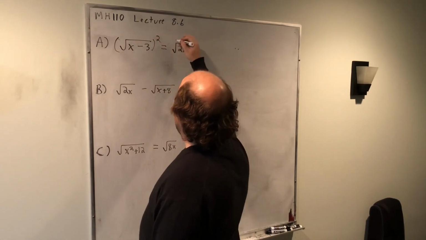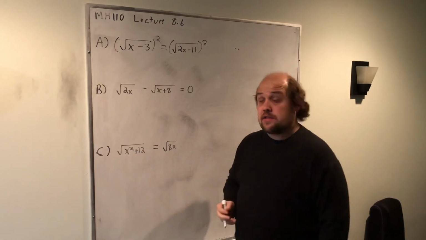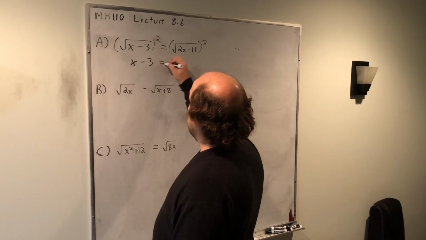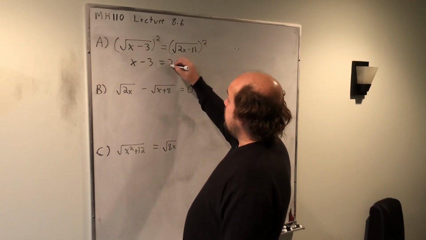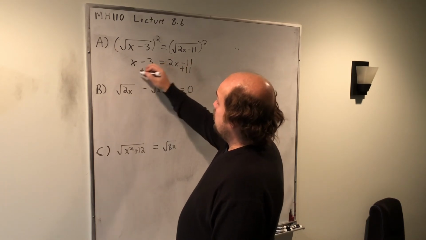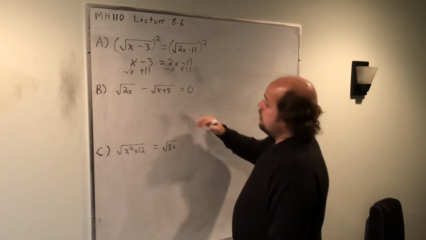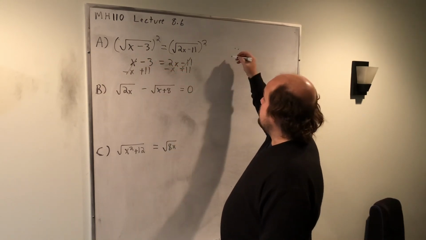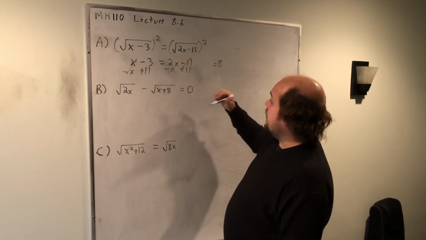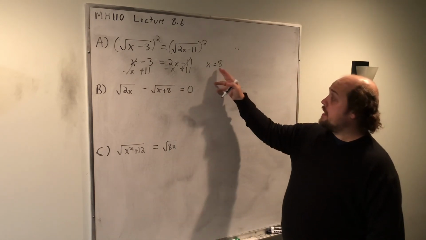I'm going to square this side, square this side. In both cases, the squaring undoes the square root. So what was under the root just comes out, x minus 3. What was under the root just comes out, 2x minus 11. If I now add 11 to each side, subtract x from each side, these 11's go away, these x's go away. On this side, I have a negative 3 and a positive 11. That combines to make 8. On this side, I have a positive 2x and a negative 1x. That gives me 1x. So my final answer is x equals 8.